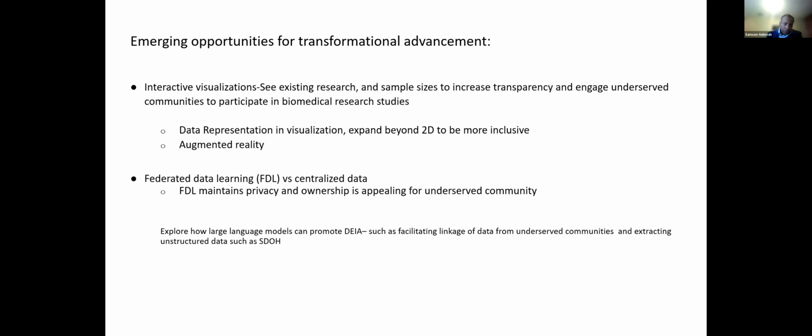At the end, we also explored how large language models like ChatGPT can promote diversity, inclusion, and accessibility, especially in facilitating linkage of data from underserved communities, but also extracting unstructured data such as social determinants of health and linking them with those data ecosystems. With that, that's the summary of our group.